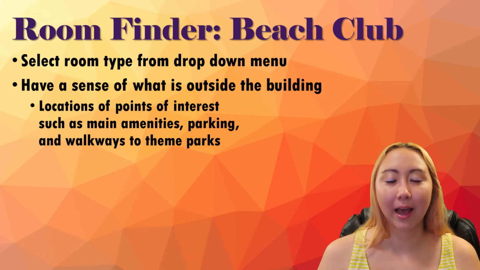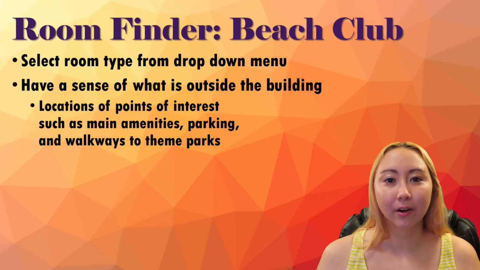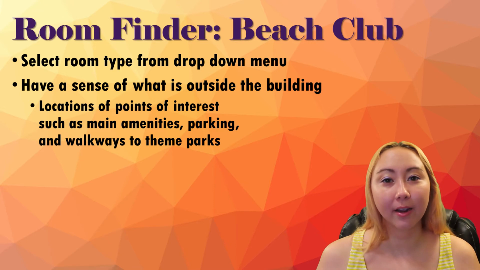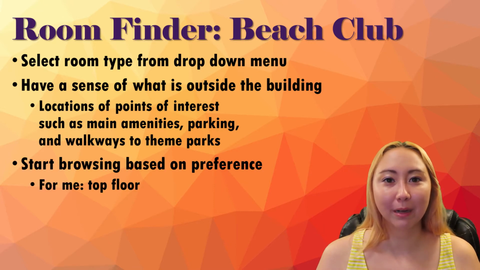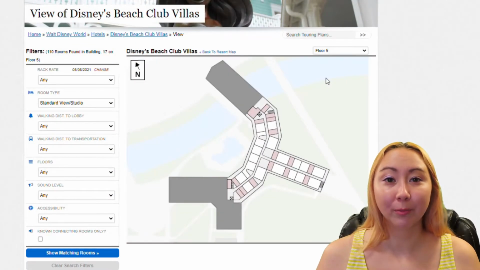For example, I know that over in this direction is the parking lot, and then down here, these exits will be closest to the main amenities. This is basically just across from Beach Club Marketplace. Then down and out this way, or over to this right path, I believe, is how you would walk to get to Epcot's International Gateway. For me, this means there are a few stairwells strategically placed depending on what you want to be near. I always start my browse at the top floor just because higher floors are my personal preference. You'll note this room here. This is a studio and it does look super large.